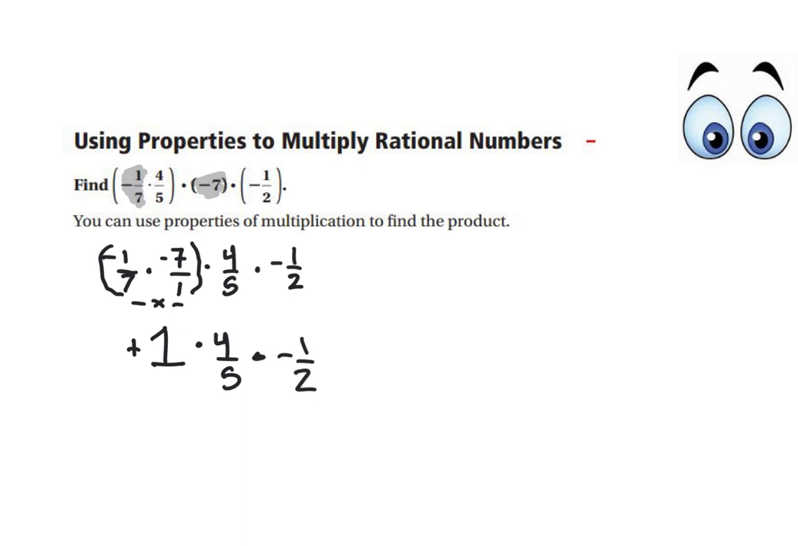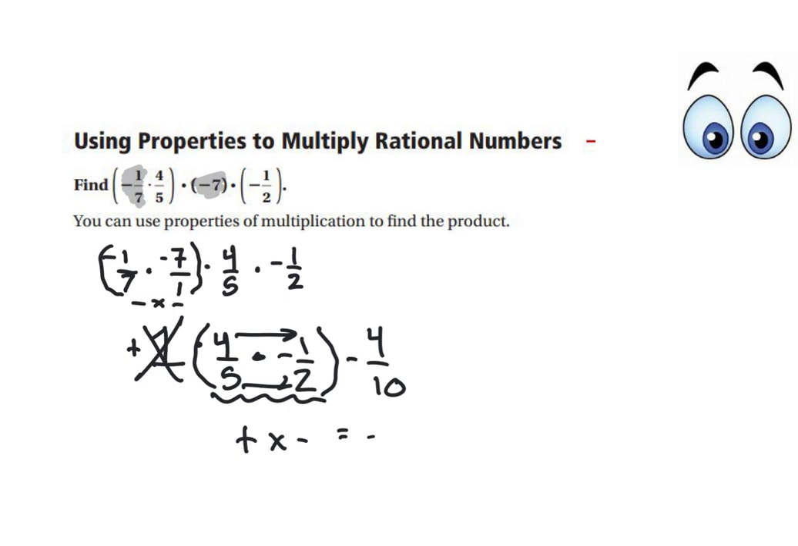I can use the multiplication property of 1 here and the associative property. I can associate these two numbers together and I can say, hey, whatever I multiply these two numbers and get is going to then be multiplied by 1, and multiplying by 1 changes nothing. So I don't even really need to do that. So I can essentially then just multiply the numerators and denominators. 4/10, a positive times a negative is a negative, so that's negative 4/10. And then simplify, divide by 2/2, and I get negative 2/5.